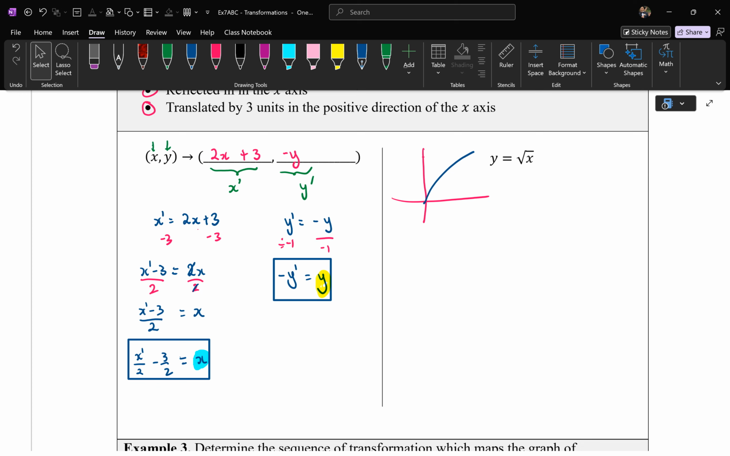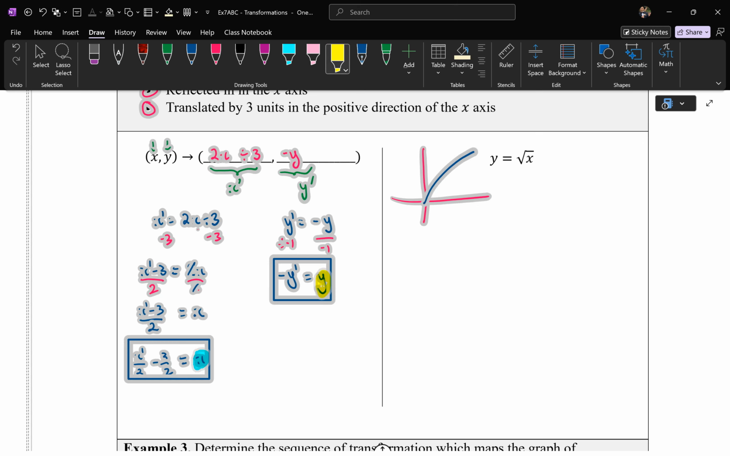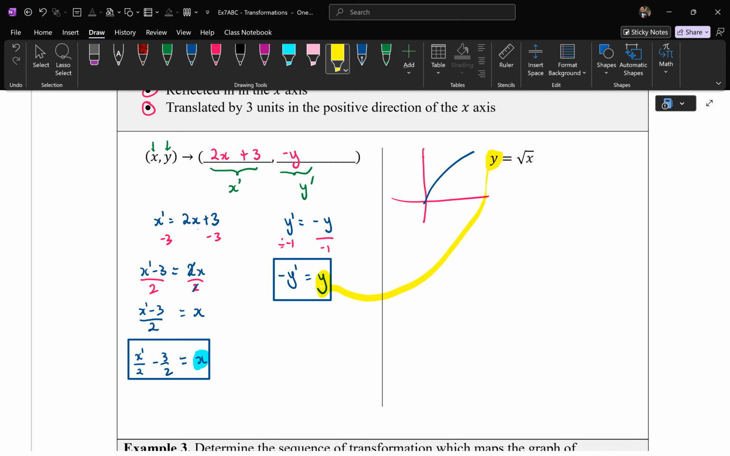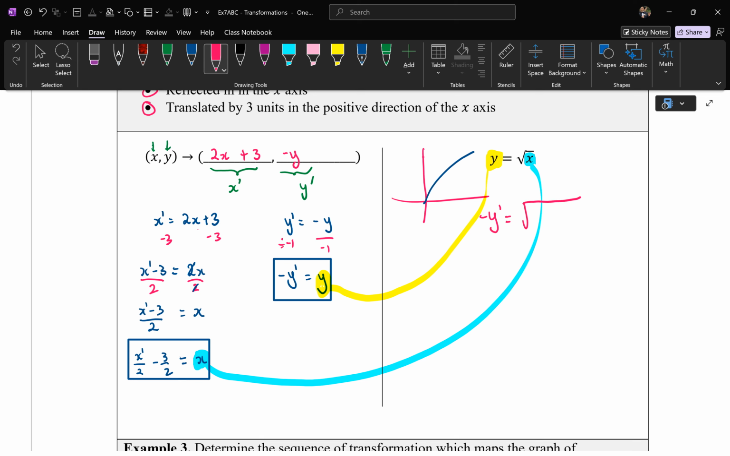I can substitute this back in. So I can say, all right, let's substitute that to that, because old y equals old y, right? Old x is equal to old x. So whatever is here, I'm going to replace that with this. Whatever is here, I'm going to replace it with this. That gives me negative y dash is equal to the square root of x dash on 2 minus 3 on 2. Is anyone confused with what I just did there?